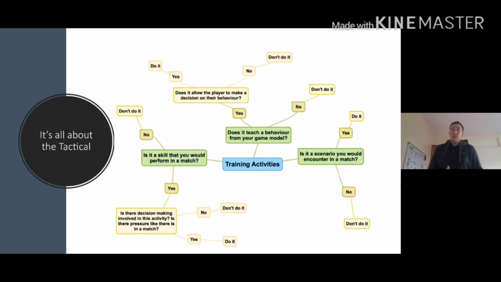More often than not, if you're doing a skill in a training session, it's going to apply to what's going on in the match. There are very few skills that you could think of that aren't going to apply to what's going to happen in the match. So the first question is answered: yes, it is something you perform in a match. An area where a lot of people fall down then is: is there decision making involved in this activity?